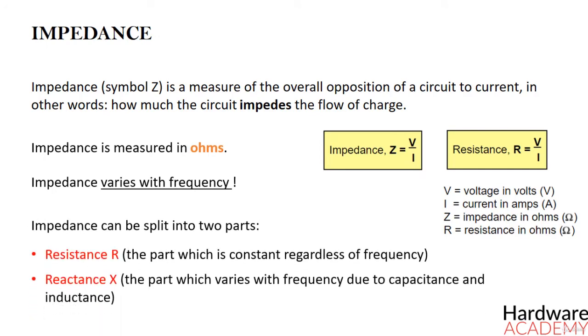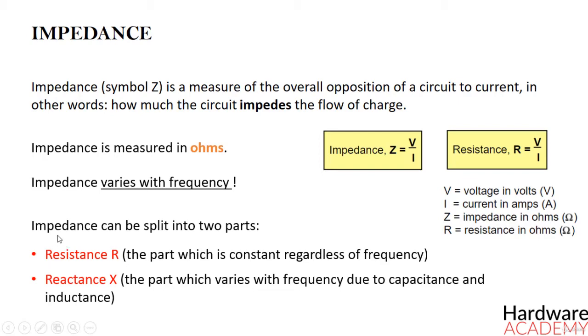Now, impedance can be split into two parts, resistance R and reactance X. The first part, which is resistance R, is the part which is constant regardless of frequency, and the second part, which is reactance X, is the part which varies with frequency due to capacitance and inductance.